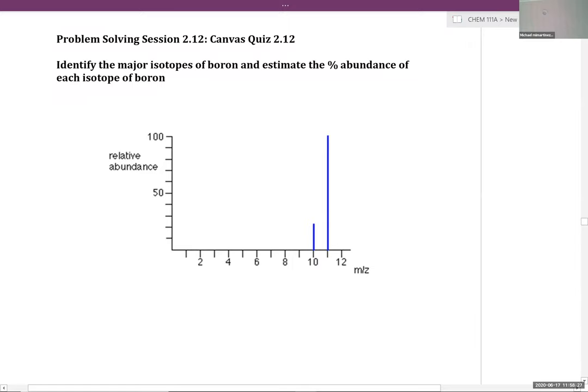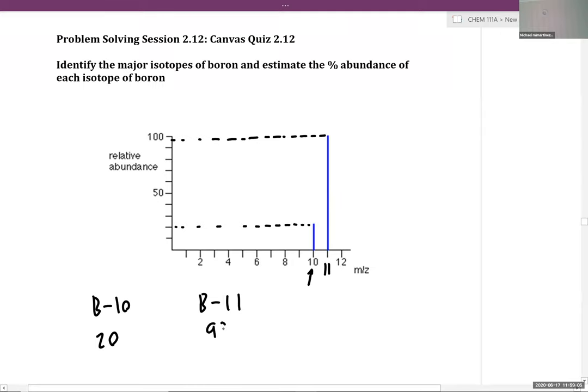First and foremost, we have two major isotopes, which are boron 10 right here and boron 11. Now let's look at the relative abundance. The relative abundance of boron 10 is about 20, and the relative abundance of boron 11 is about 95. You may see something similar to this on an exam. It's fair game for an exam. This type of graph is pretty standard for isotopic abundance.